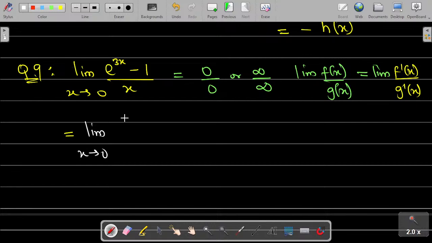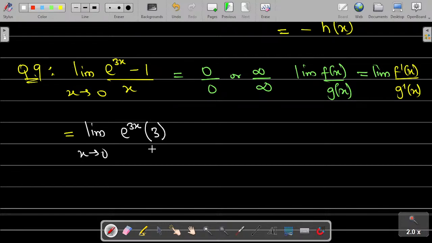Now remember, like I said, we are going to be learning all of this. So how do you differentiate an exponential function? You are going to bring it down the way it is, e to the power of 3x. Then you multiply it by the derivative of the up one. If you differentiate 3x, you will get 3. Then minus, if you differentiate a constant, it is just a number that doesn't have any x. If you differentiate a constant, you will always get 0. You will see all of this under standard derivatives. So this is going to give us 0.